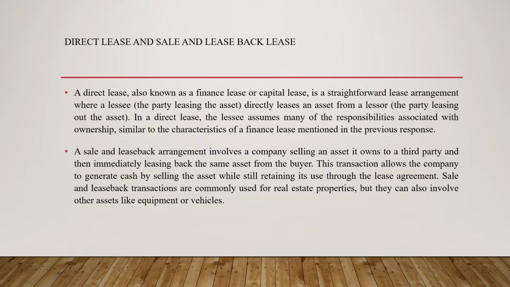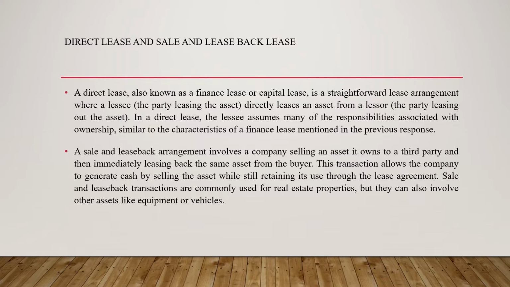So, coming to the direct lease, it is defined as a finance lease or capital lease, a straightforward lease arrangement where a lessee directly leases an asset from the lessor. In direct lease, the lessee assumes many of the responsibilities associated with ownership, similar to the characteristics of the finance lease mentioned in the previous response. Key characteristics of a direct lease are: first, ownership transfer. The lessee may have the option to purchase the asset at the end of the lease term, and the ownership of the asset can be transferred to the lessee based on the terms of the agreement.